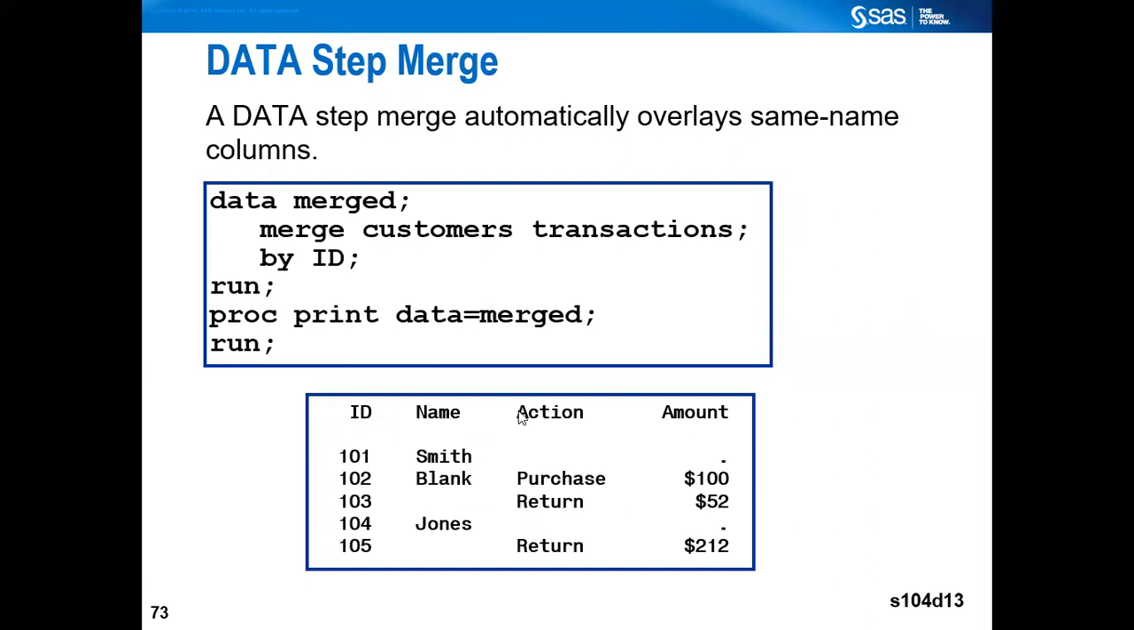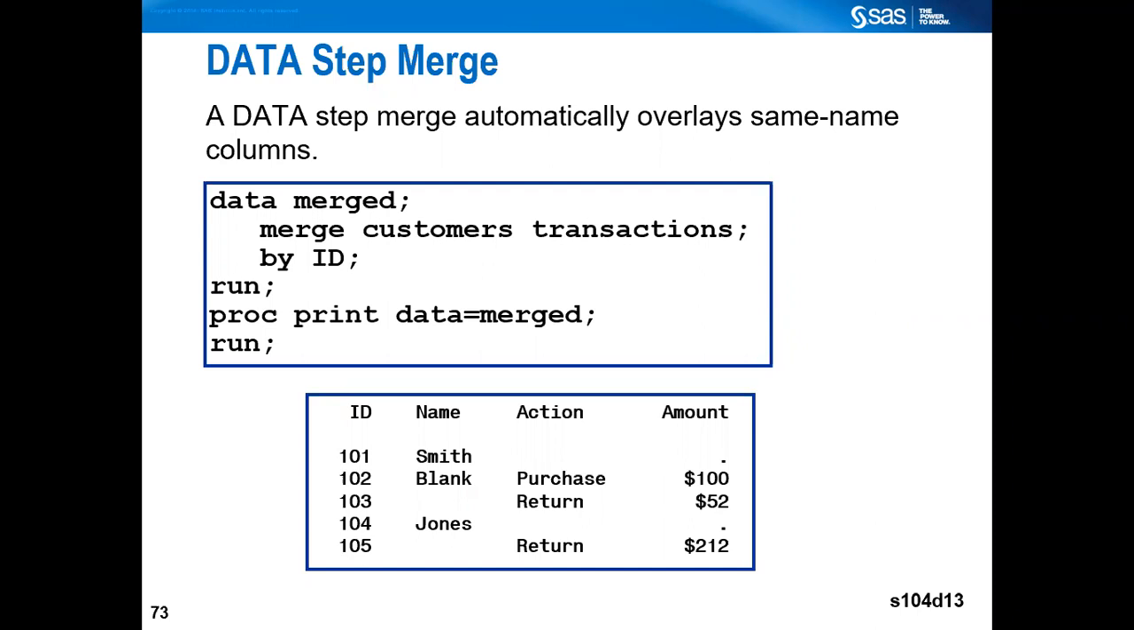But look at the columns. By default, the column is taken only once. This is your data step merge technique with common columns. It gets overlaid, so data step merge automatically overlays same-named columns. Agreed? Yes.